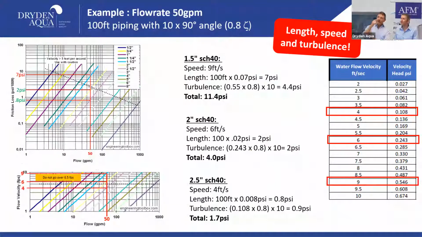We have a different speed. Different speed, yes, 6. Just to make sure, I like speed 6 and 0.24, multiplied with lambda 0.8, and that gives you the 2 psi.